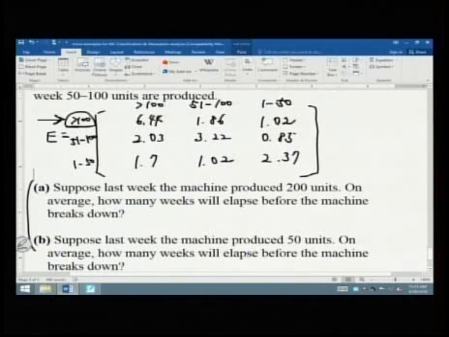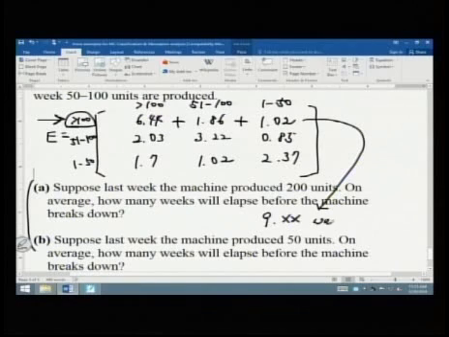And then we need to add up those three numbers, right? So how much is that? It's going to be a little over 9, right? 9 point something weeks, right? Is it 9.3? Okay, thank you. So 9.32 weeks until breakdown, right?